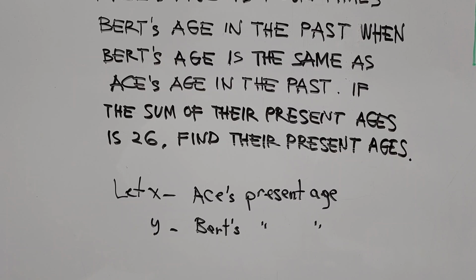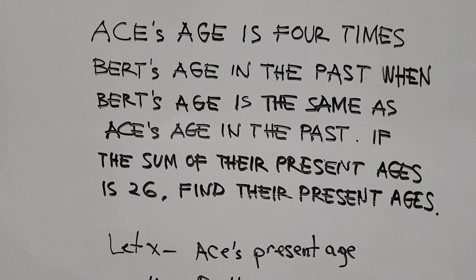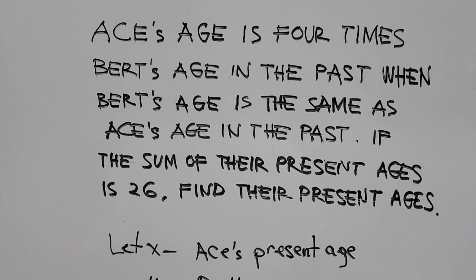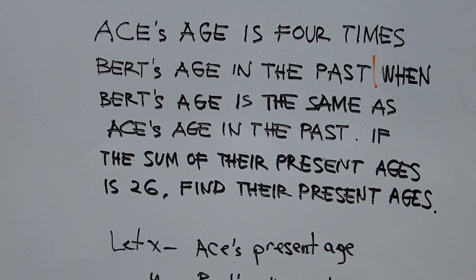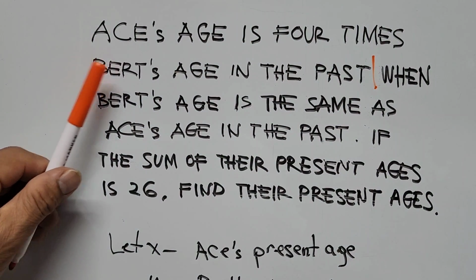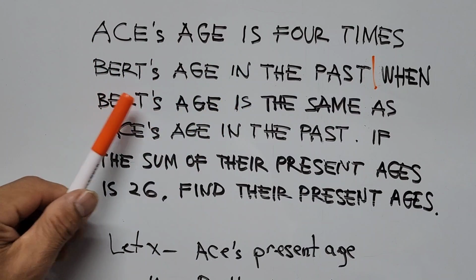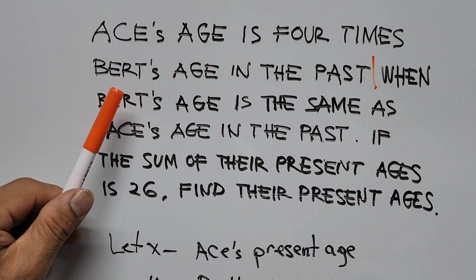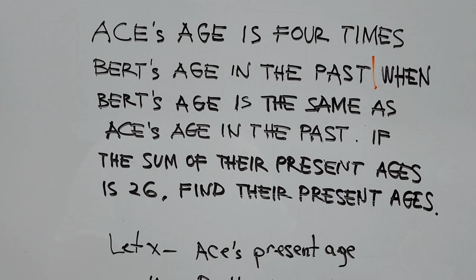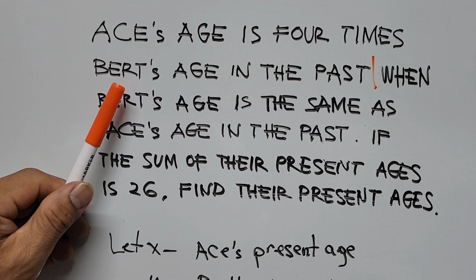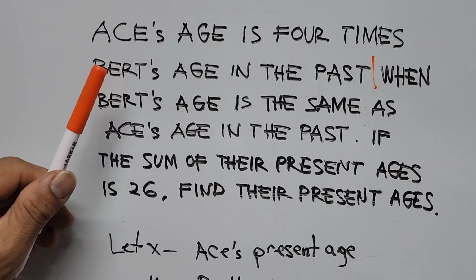So now let's go back to our word problem. Let's analyze the first half of the first sentence. We have here, A's age is 4 times Bert's age in the past. So let's stop right there. Okay, A's age is, that means this is the present age compared to Bert's age in the past. It says here, 4 times Bert's age in the past. Since we know that the present age of A is X, we can represent that in terms of Bert's age in the past also.